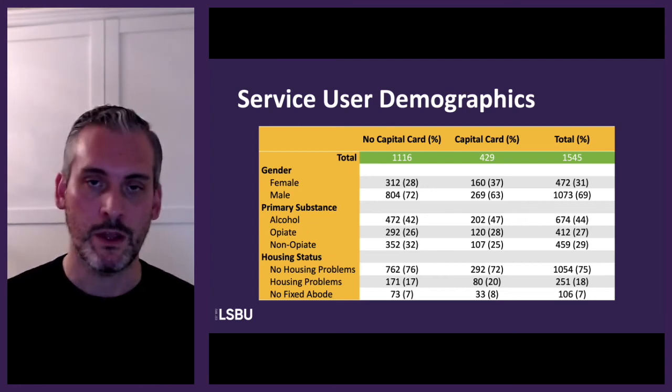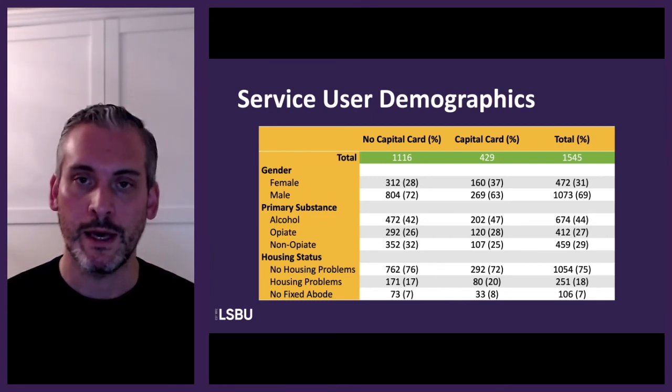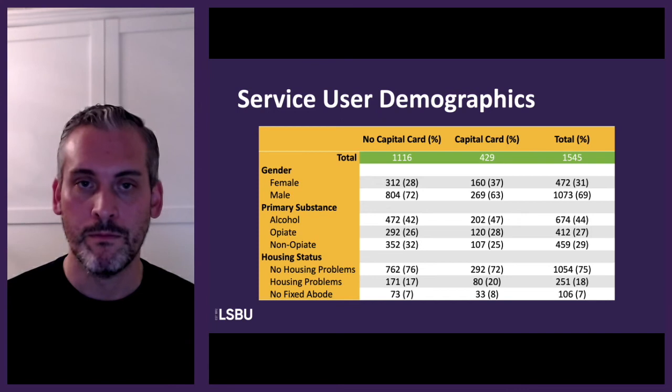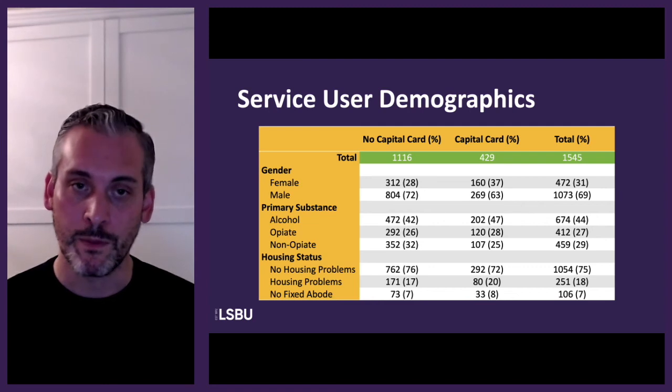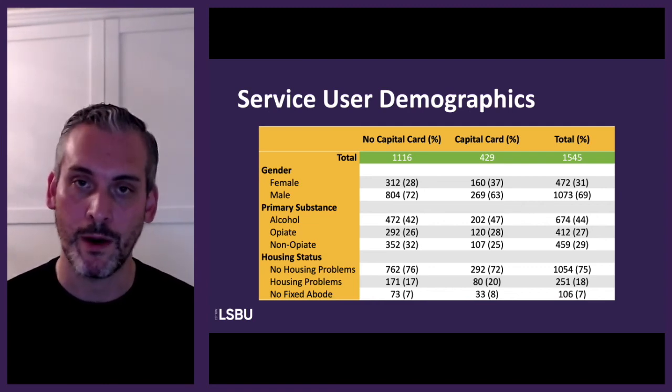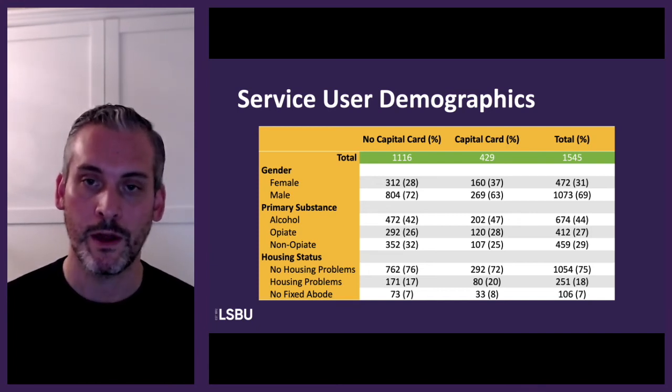So you can look at this in a bit more detail in the slides, but you can see that we had more males than females, as you'd expect in a drug and alcohol treatment service. The primary substance of use for the majority in both the Capital Card and no Capital Card condition was alcohol, followed by opiates and then non-opiates.